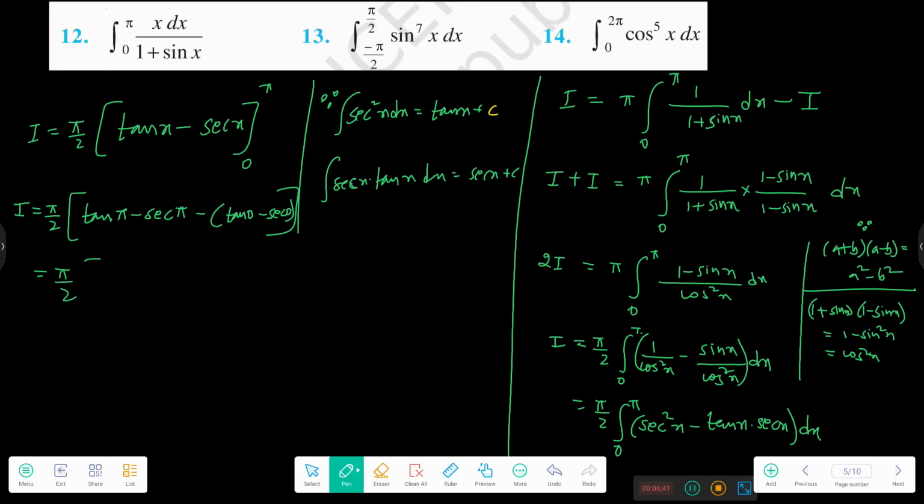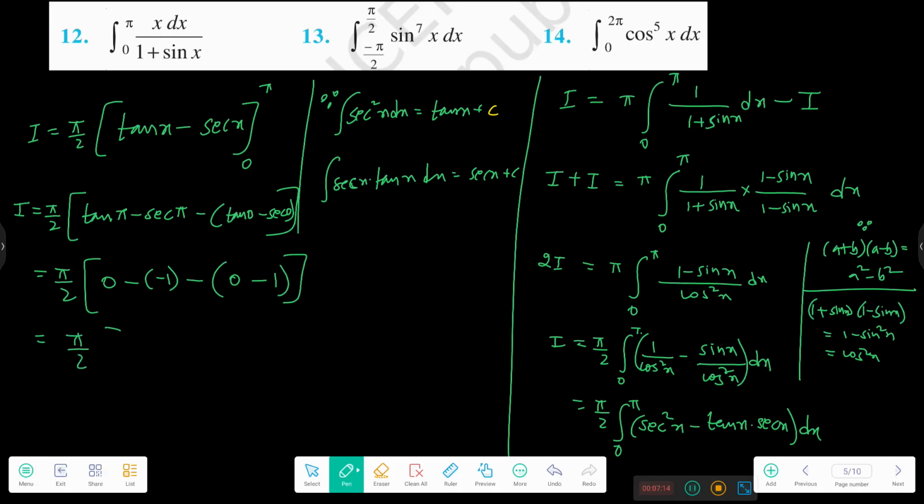Tan 0 is what? 0. Then tan pi is also 0, minus secant pi. What is secant pi? Secant pi is 1 by cos pi, which is 1 by minus 1, so minus 1. Minus of tan 0, which is 0, minus secant 0, which is 1. Okay. Right.